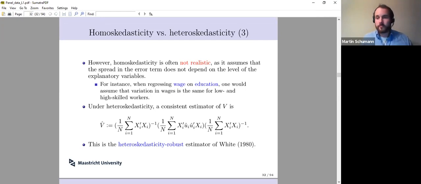Okay, now what do we do when we suspect that there is heteroscedasticity? So no homoscedasticity, but rather the opposite, heteroscedasticity, namely that the variance of u depends on the level of x.